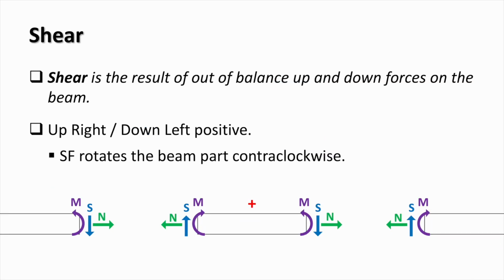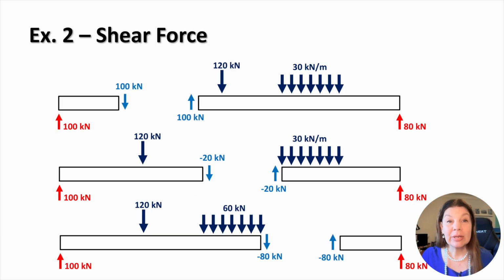Let's look at the shear, the out-of-balance vertical forces acting on the beam. If we look at the shear force in different regions of the beam, starting from the left, we can see that once we pass the reaction at A, the shear jumps to the value of the reaction. At the 120 kilonewton point load, the shear drops suddenly by 120 kilonewtons because a concentrated load causes an instantaneous change in shear. Once we enter the region of the UDL, or the uniformly distributed load, the behaviour changes.